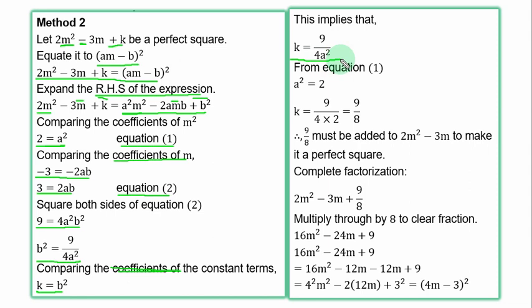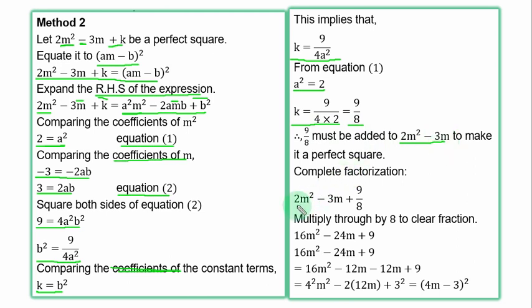Alright, so we need to replace a squared, but from equation 1, a squared is equal to 2. So when we come here, we have k equal to 9 over 4 times 2, because a squared is 2, and that is 9 over 8. So this method produces the constant directly. We don't have to multiply through by 2 as we did in method 1. So therefore 9 over 8 must be added to 2m squared minus 3m to make it a perfect square.